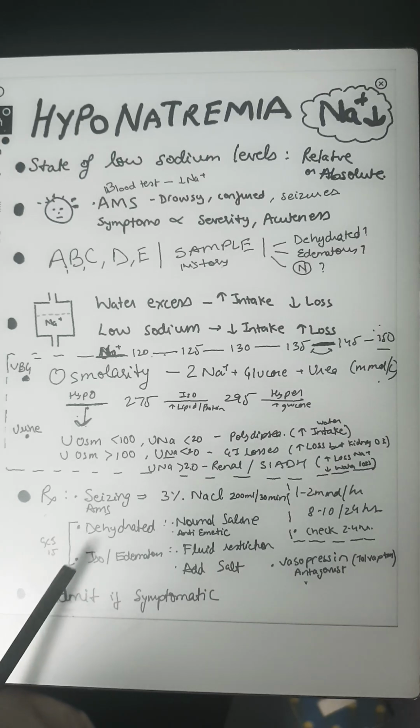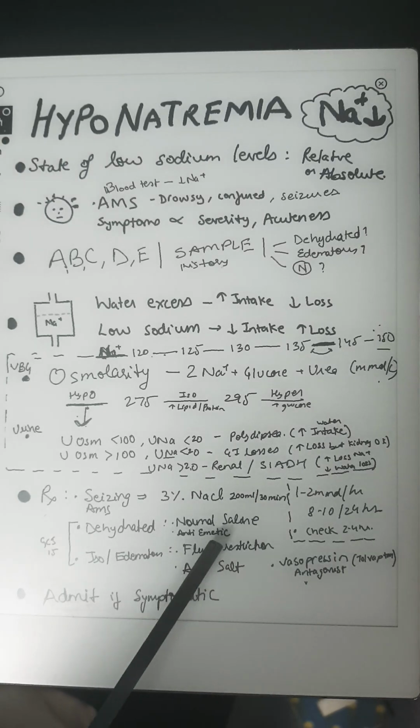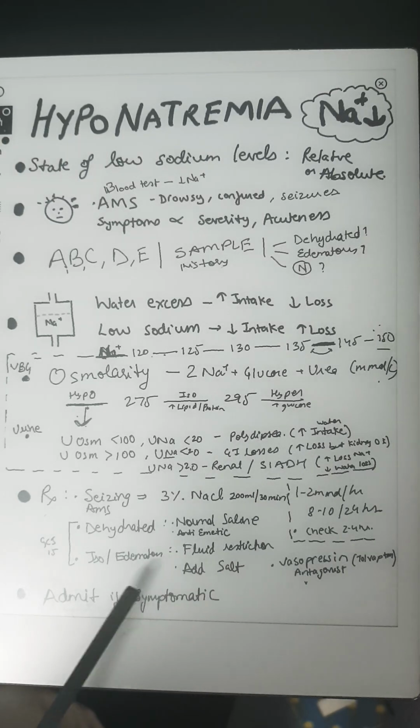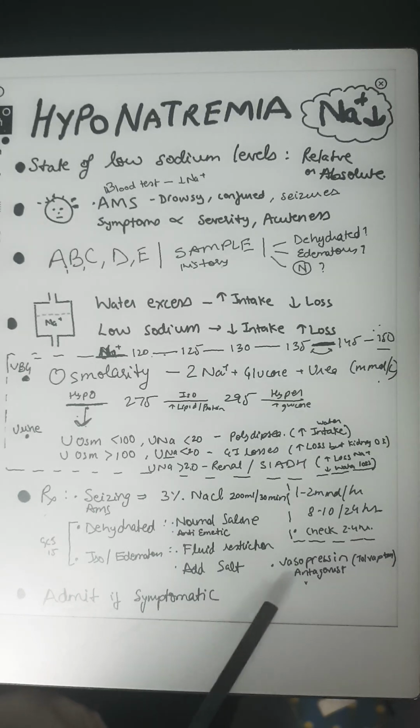If the GCS is all right, then if they are dehydrated, treat them with normal saline and an antiemetic if they are vomiting. And if they are edematous or normovolemic, then fluid restriction and adding salt, and consider vasopressin antagonists like tolvaptan.